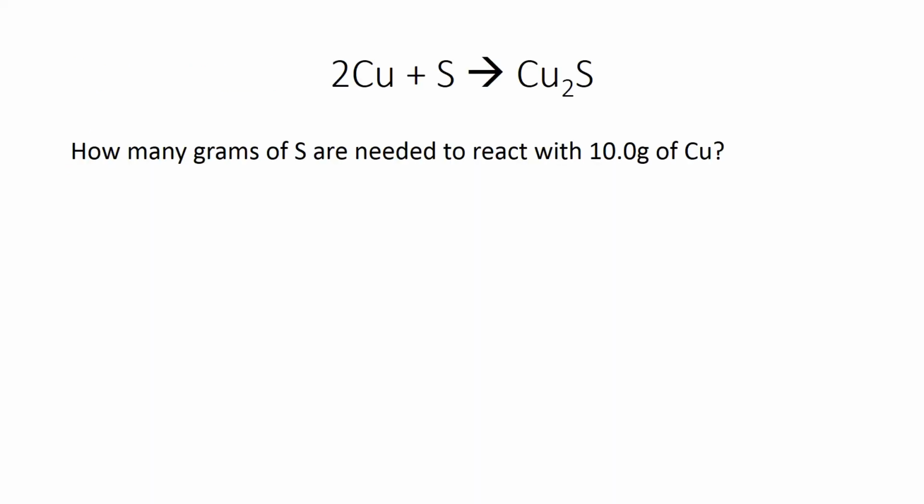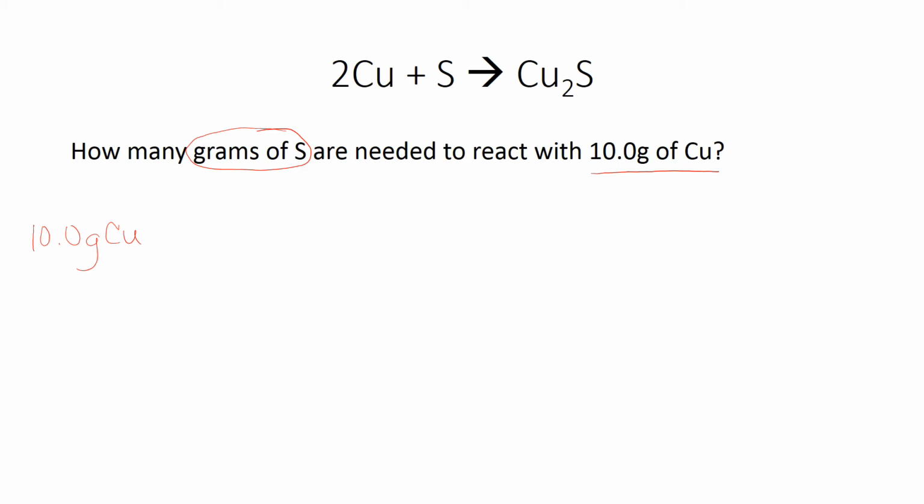Okay, so in this particular problem, we're already given our equation, and it looks to me like it's already balanced. The question asks us how many grams of sulfur are needed to react with 10.0 grams of copper. So I'm going to go ahead and underline my 10.0 grams of copper. That's what I'm starting with. And I'm going to write that in the upper left-hand corner of my T-chart like I always do. And then I'm going to figure out what are they asking me to find. So I'm going to circle my wanted. They want me to find grams of sulfur.